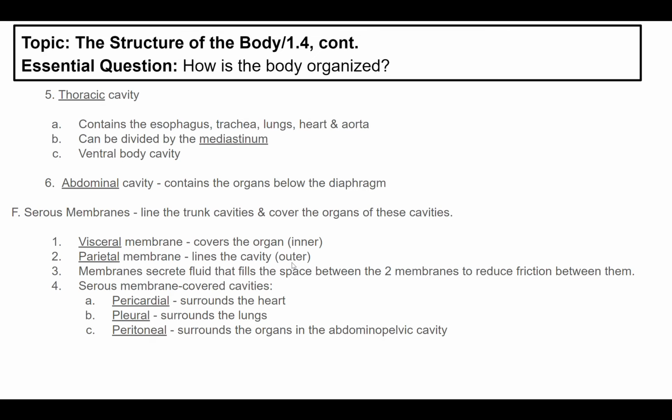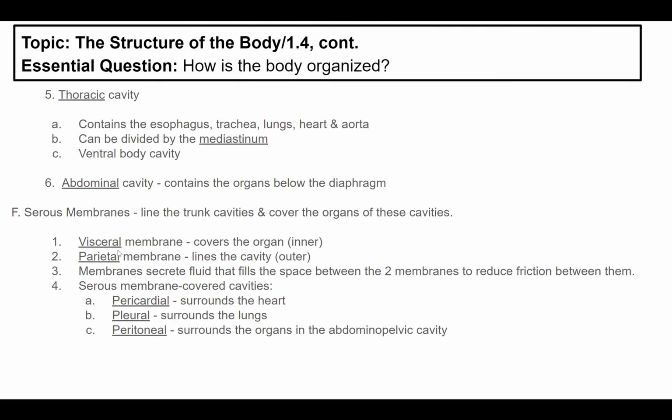You're going to do a demonstration with a balloon on debrief day with this, where you can really see the difference between visceral and parietal membranes. Between these two membranes, there's a space, and that space is filled with fluid that's secreted by the membranes to reduce friction. The organ that's covered by the visceral membrane moves, and as the organ moves, so will the membrane. You don't want it rubbing up against the parietal membrane because that would be very painful. So there's fluid there to help keep things moving smoothly, with no friction between them causing you pain.